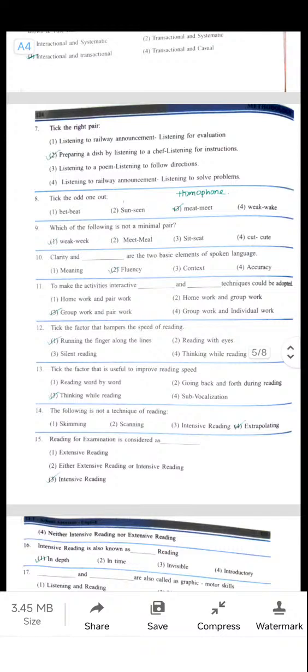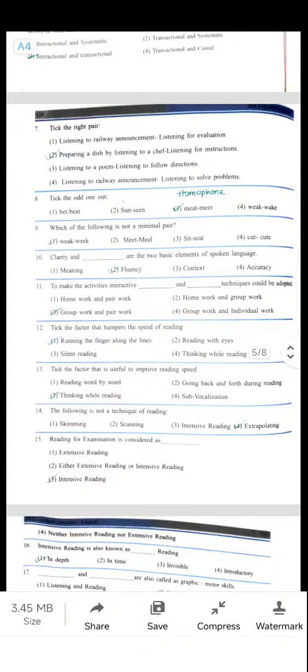If the railway station has an announcement you can listen, but then you have a problem here. We don't have any problem, so that is not it. So the right answer is A, preparing a dish by listening to the chef, listening for instructions. Next one, tick the odd one out. Meet is a homophone, so this is the odd one out. And week, so this is the right answer.